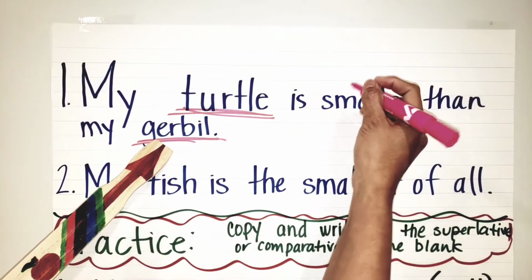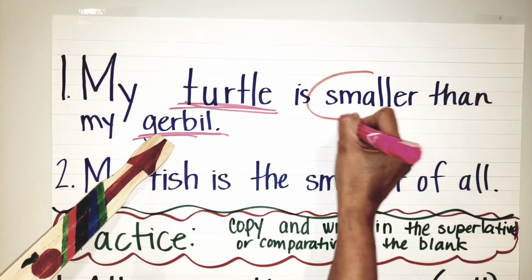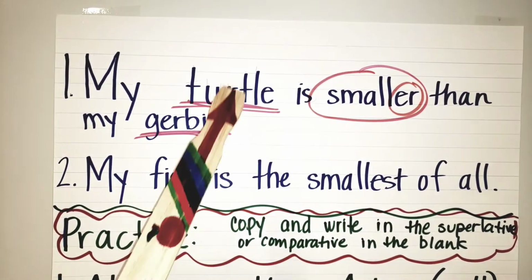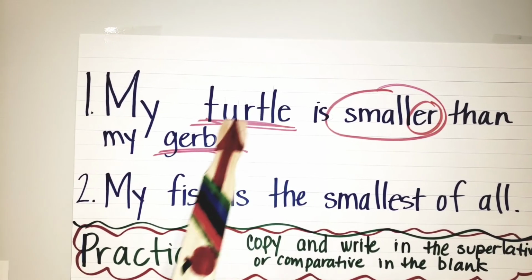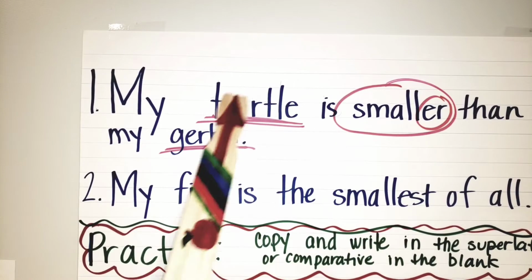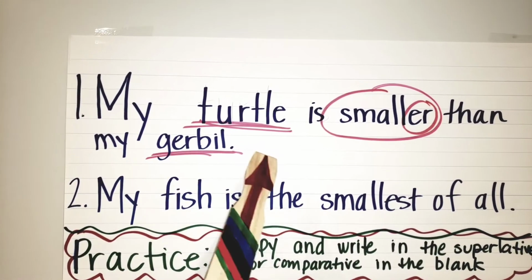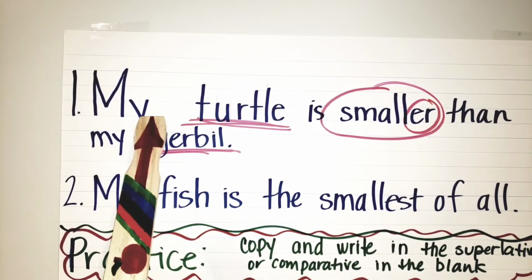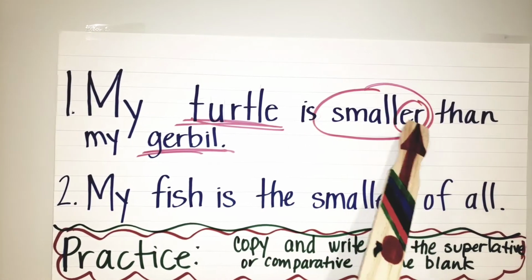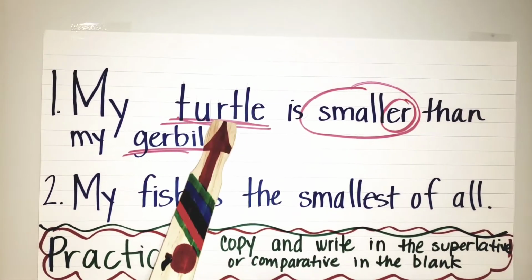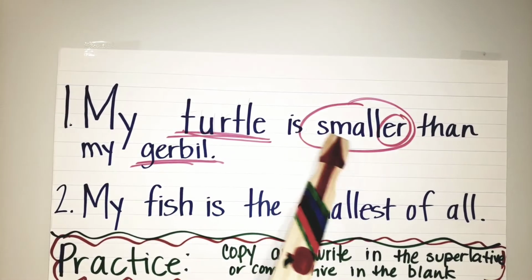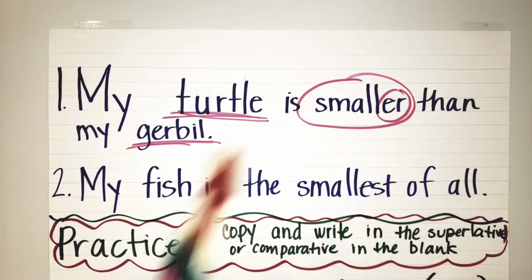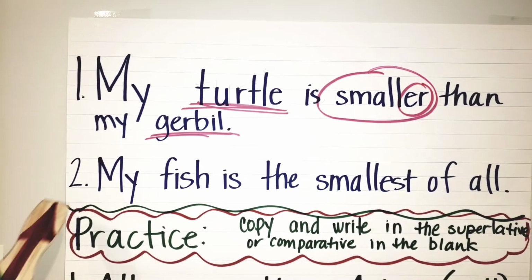So therefore, I used smaller. Do you see that? Ends in ER because I'm comparing two things. I know that both things are small, but I want to know which one is smaller. We know that the turtle, sorry guys, my turtle is smaller than my gerbil. I'm comparing the turtle and the gerbil, and the comparative is smaller. Okay, now let's go to number 2.